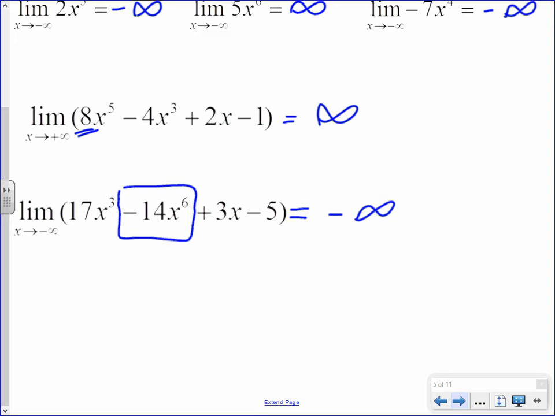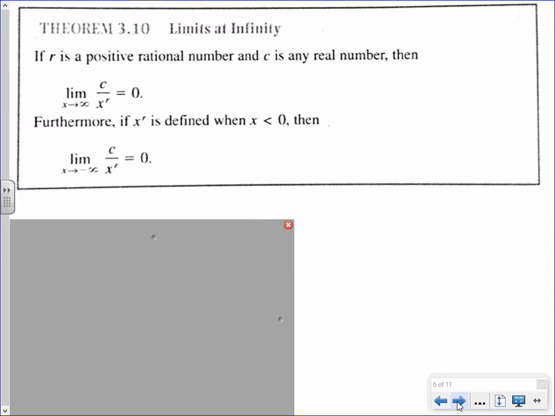All right, a rule. The limit as x approaches infinity of something over a polynomial is 0. Or the limit as x approaches negative infinity of something over a polynomial is 0. I'll let you write it down, and then we'll talk about why that's true.